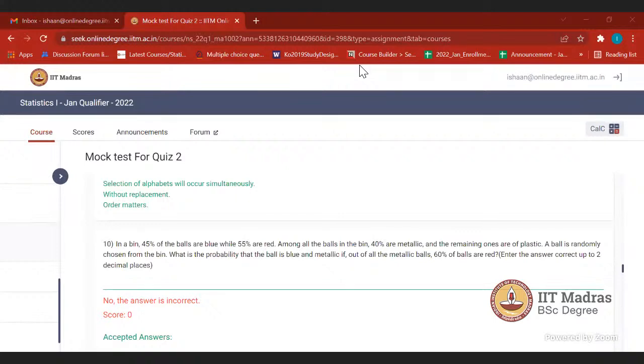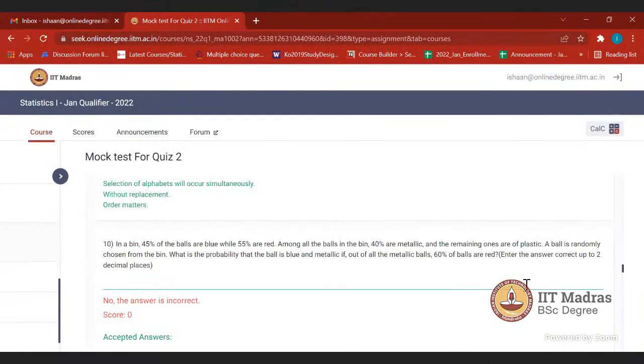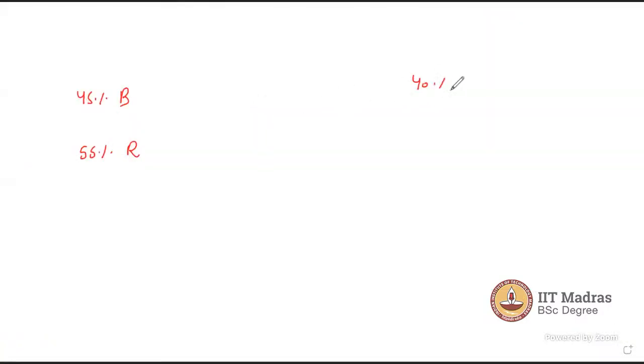Okay, so 45% of balls are blue. So I have some balls. 45% are blue, and 55% are red. After that, among all the balls in the bin, 40% are metallic and the remaining ones are plastic. So 40% are metallic and 60% are plastic.